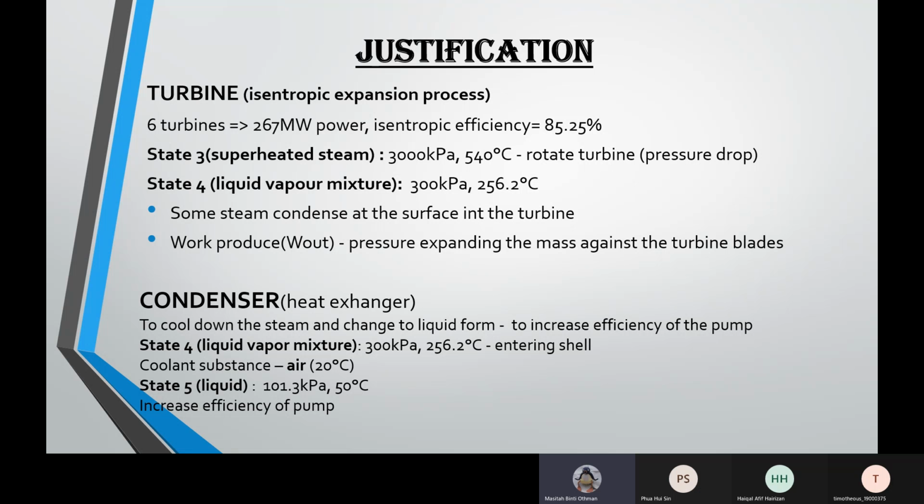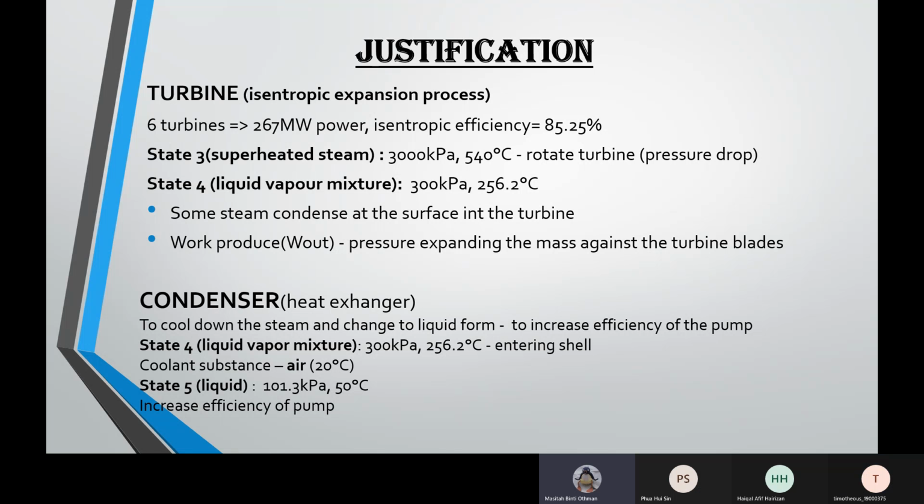So the next is a condenser, which is a heat exchanger. The condenser will cool down the steam and change the steam into liquid form to increase the efficiency of the pump. As the steam enters the condenser, we are using a coolant substance, which is air at 20 degrees Celsius, and the outlet of the condenser will be back to 1 atm and 500 degrees Celsius in order to increase the efficiency of the pump.